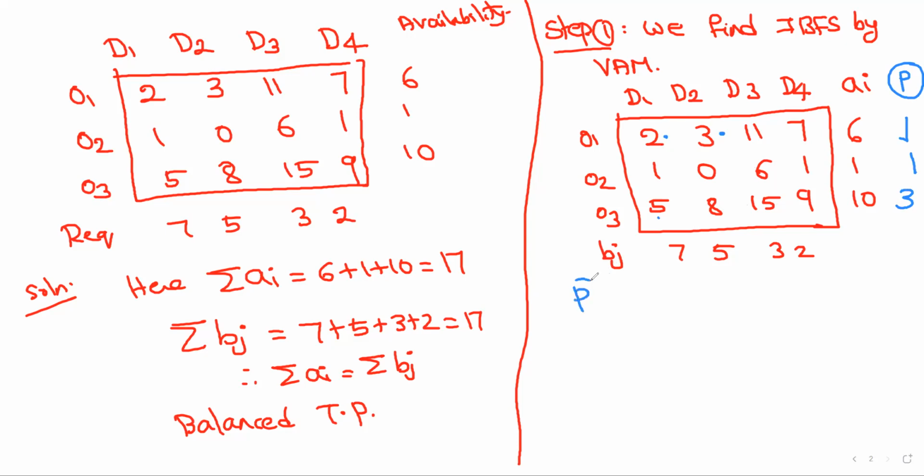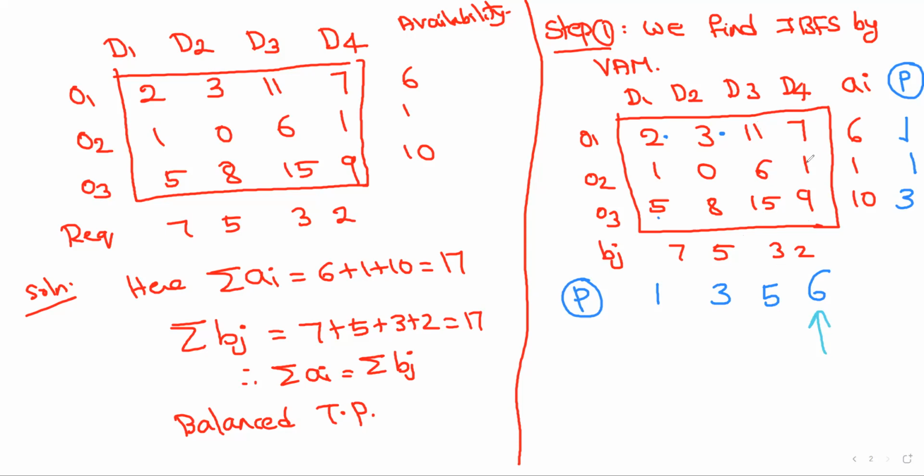Now similarly for column wise, the least is 1, the next least element is 2. Difference is 1. Here 0 and 3, the difference is 3. Here 6 is there, next 11 is there, 5 difference. Here 1, 7, 6. Now what is the highest penalty here? The highest penalty is 6.